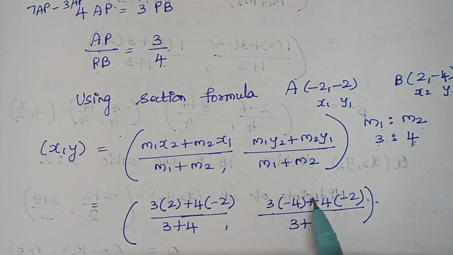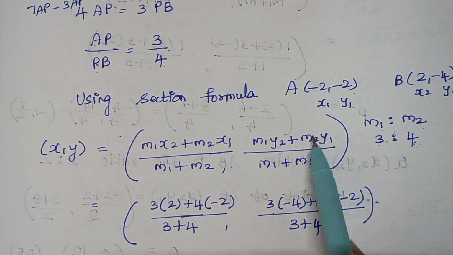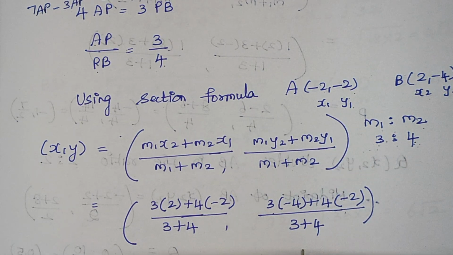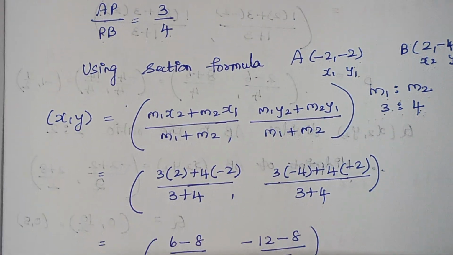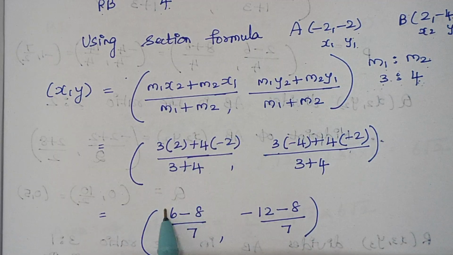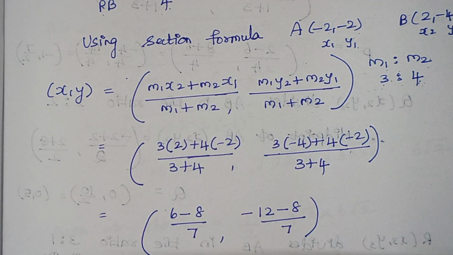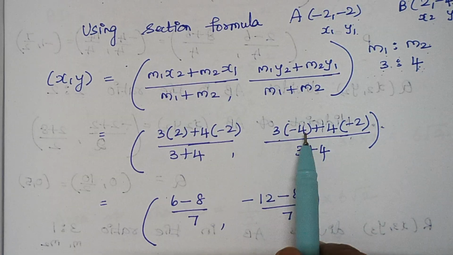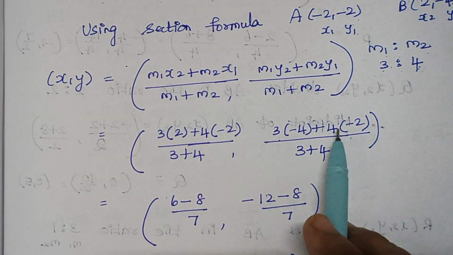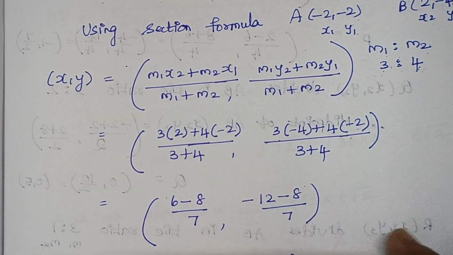y2 is minus 4, plus m2 is 4, and y1 is minus 2, divided by 3 plus 4. So once you simplify, you see 3 twos are 6, and 4 into minus 2 gives minus 8, divided by 3 plus 4, which is 7. And here 3 into minus 4 is minus 12, 4 into minus 2 is minus 8, by 7.